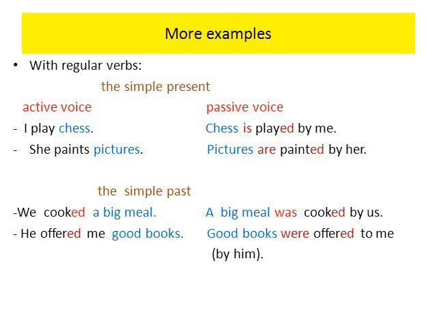The simple past. We cooked a big meal. A big meal was cooked by us. He offered me good books. Good books were offered to me. Cooked and offered are verbs in the simple past. So in the passive voice, I write was or were. Was with singular nouns. A big meal, singular, I write was cooked. I write were with plural nouns. Good books, plural, I write were. Good books were offered to me by him.